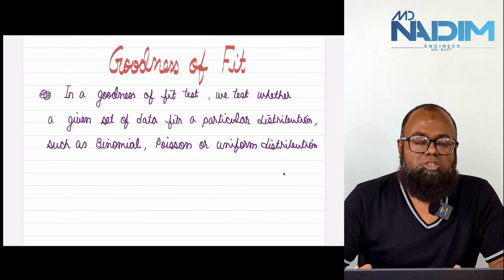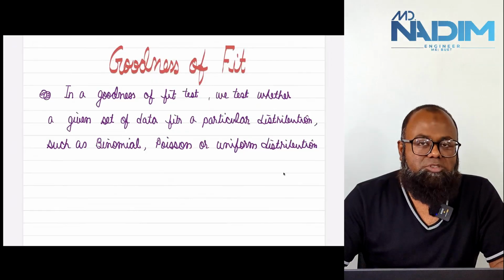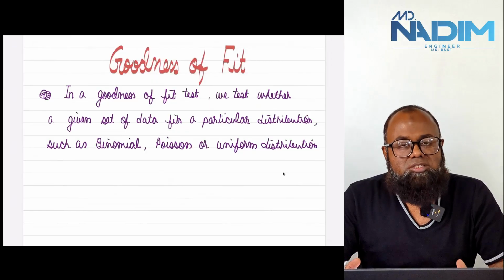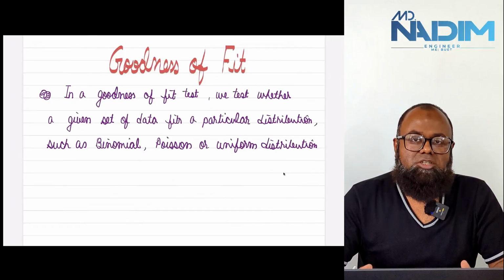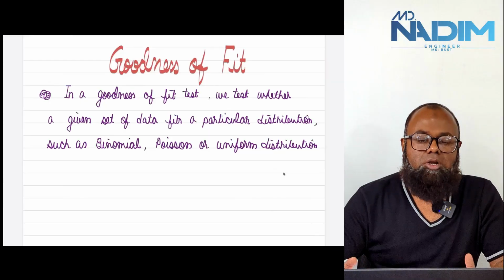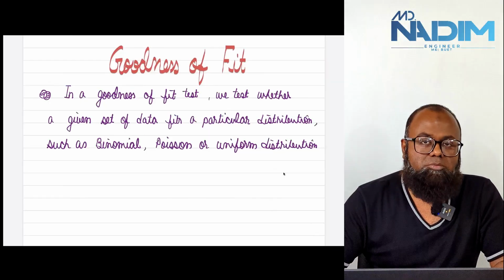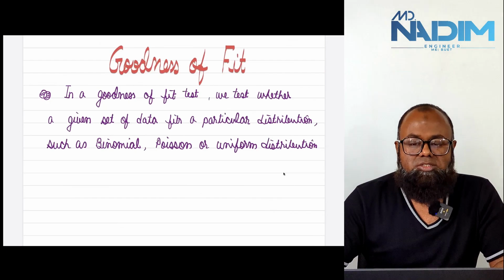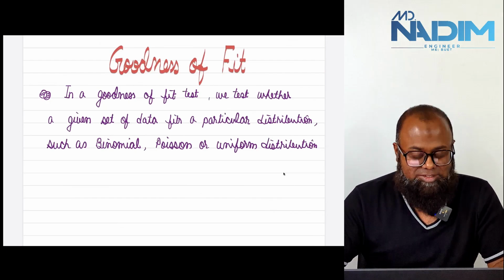Like a situation will be given, and you will have to test whether this given situation is suitable to describe by binomial distribution or Poisson distribution or uniform distribution. The thing is like that. This is called goodness of fit test.